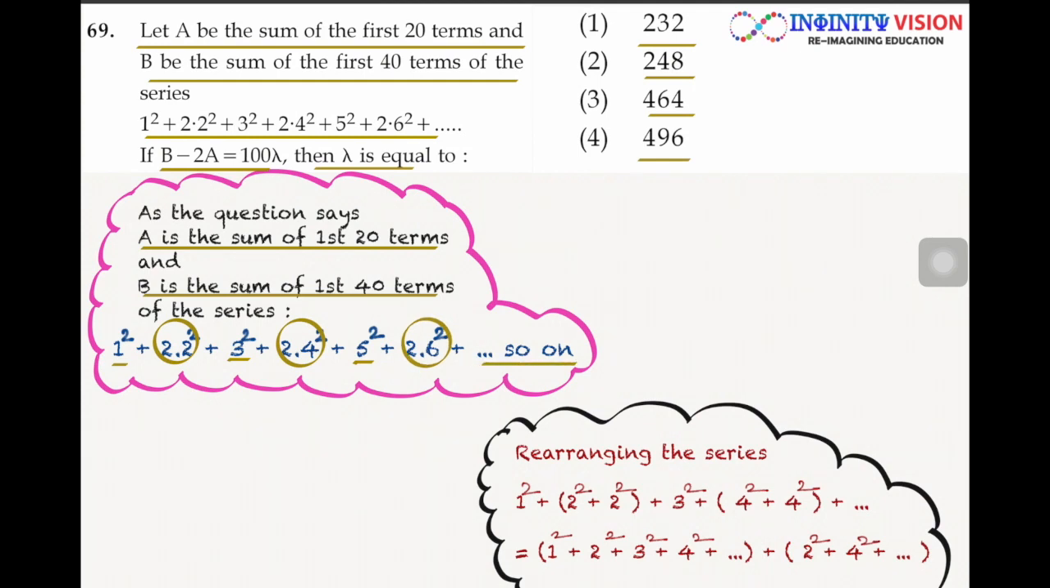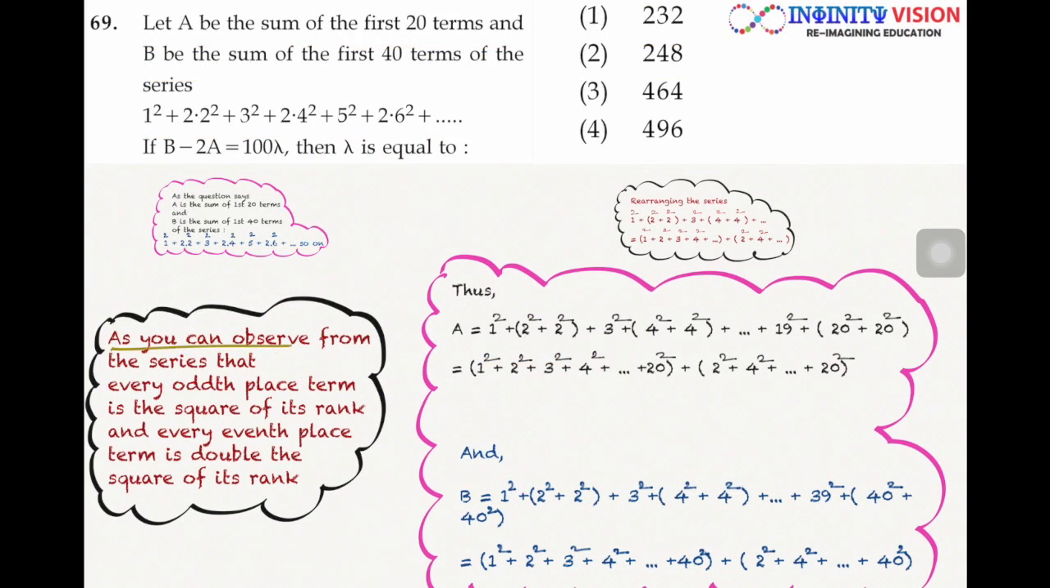I can see that all the even terms are doubled. So I can say 1 square plus 2 square plus 2 square plus 3 square plus 4 square plus 4 square and so on. Now we'll try to first take all the natural numbers together, 1, 2, 3, 4. So I can write 1 square plus 2 square plus 3 square plus 4 square and so on. And every even guy would give me 1 extra, 2 square, 4 square, and so on. As you can observe from the series, every odd place term is the square of its rank and every even place is double the square of its rank.